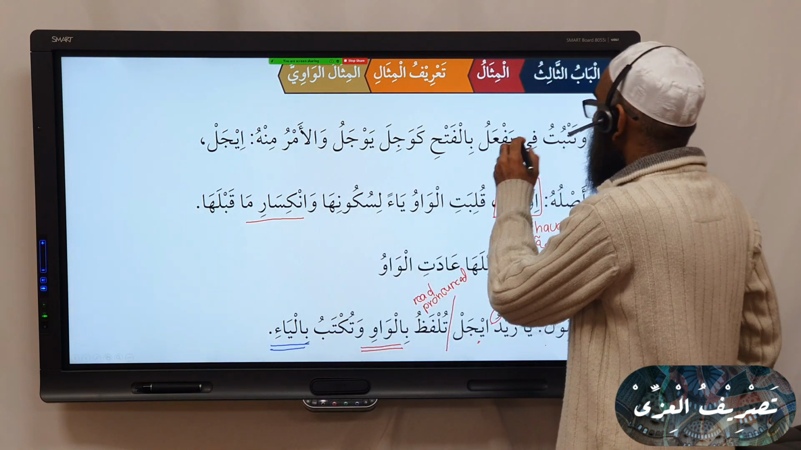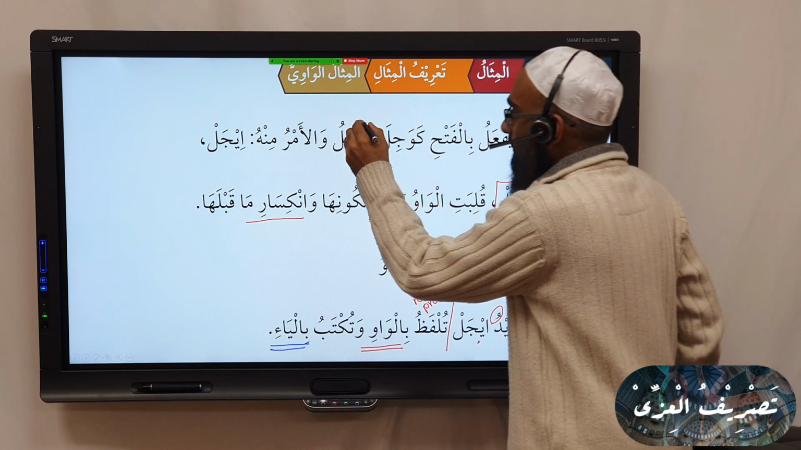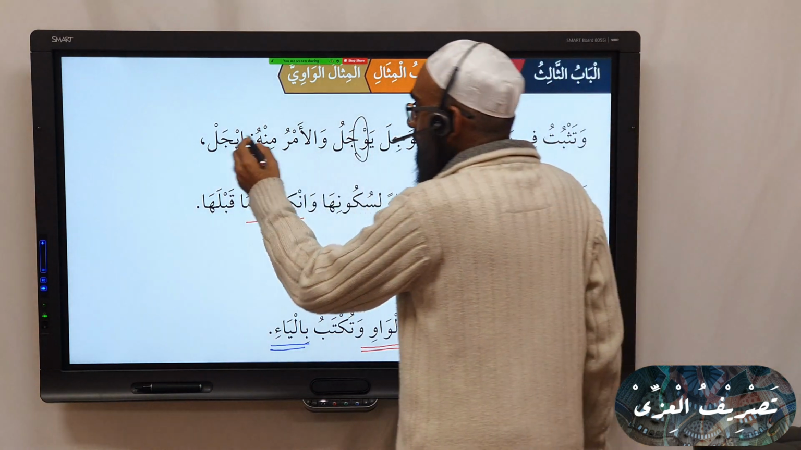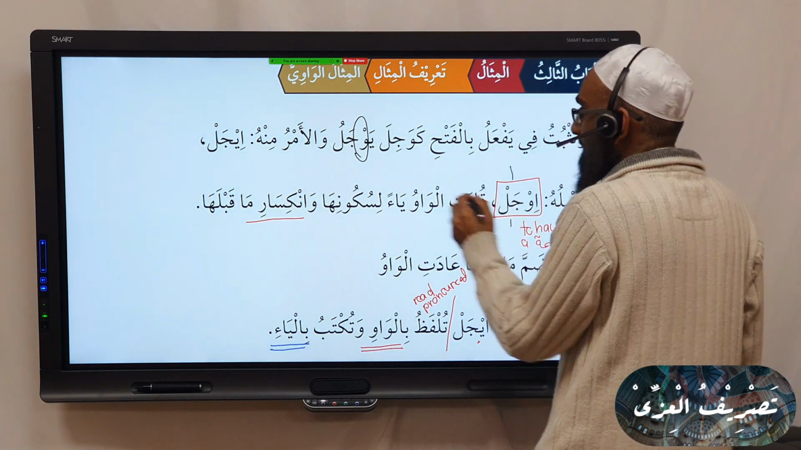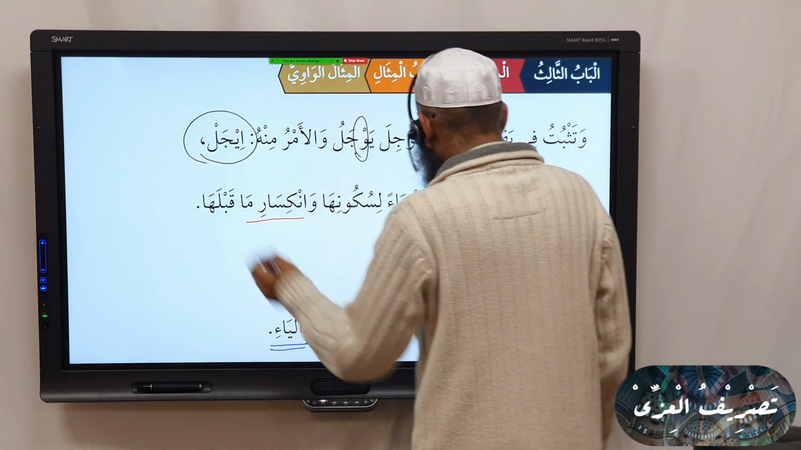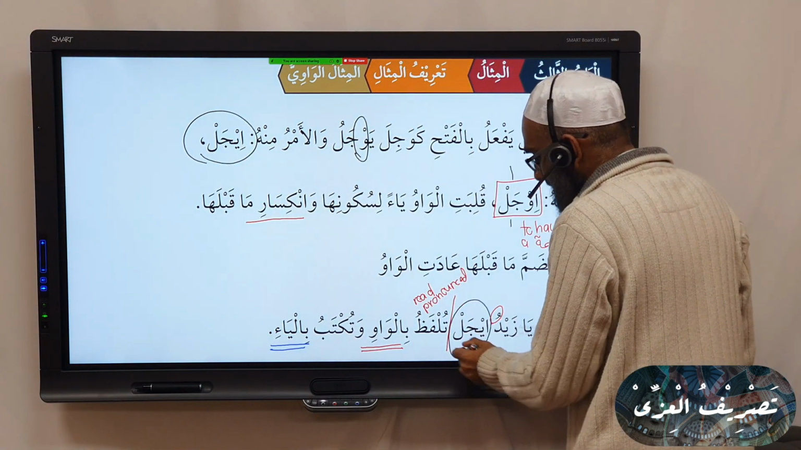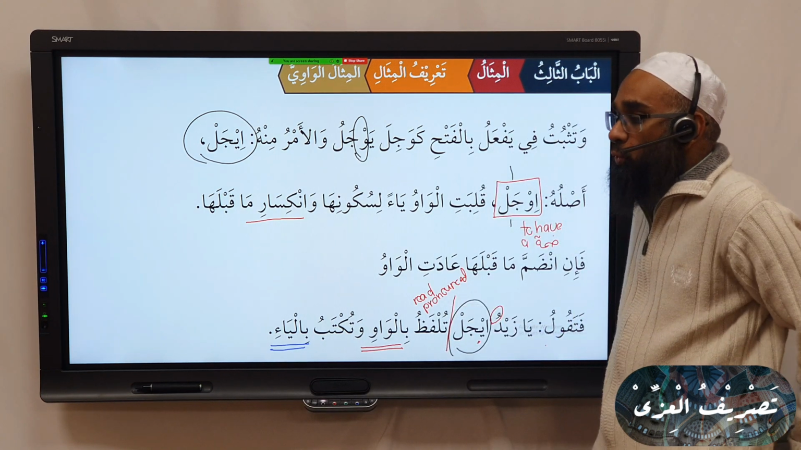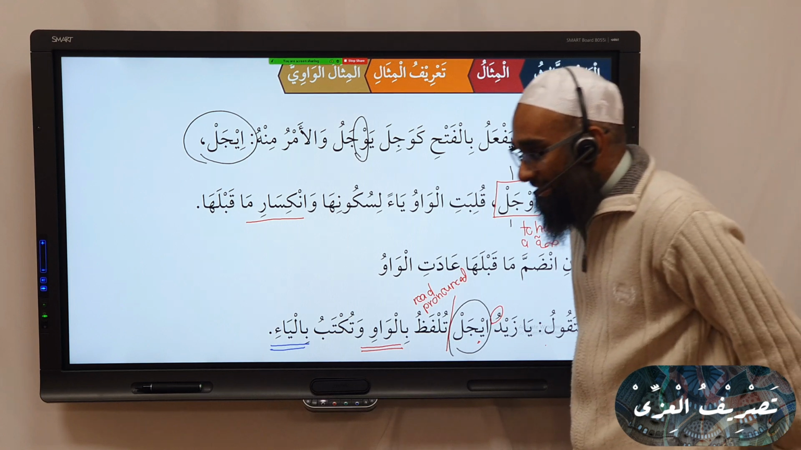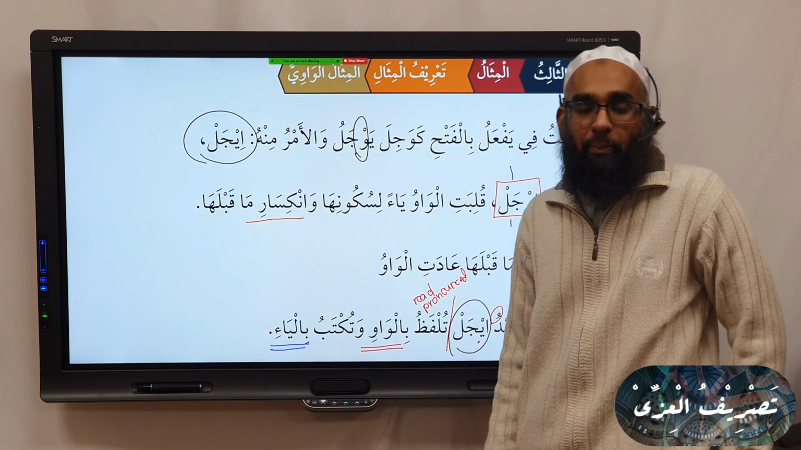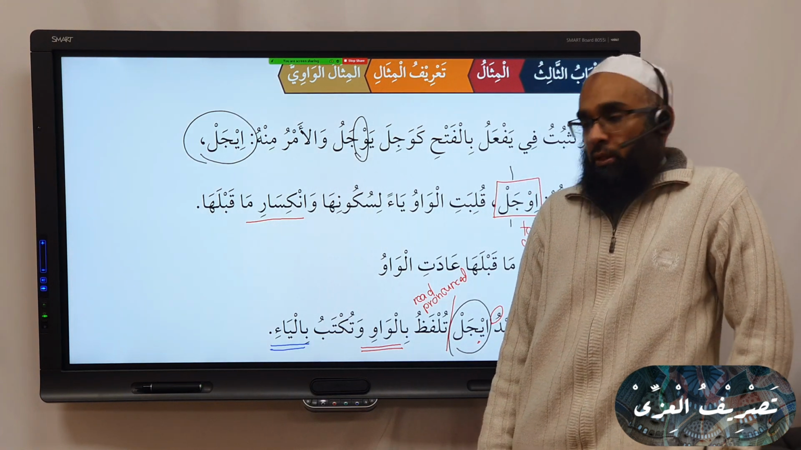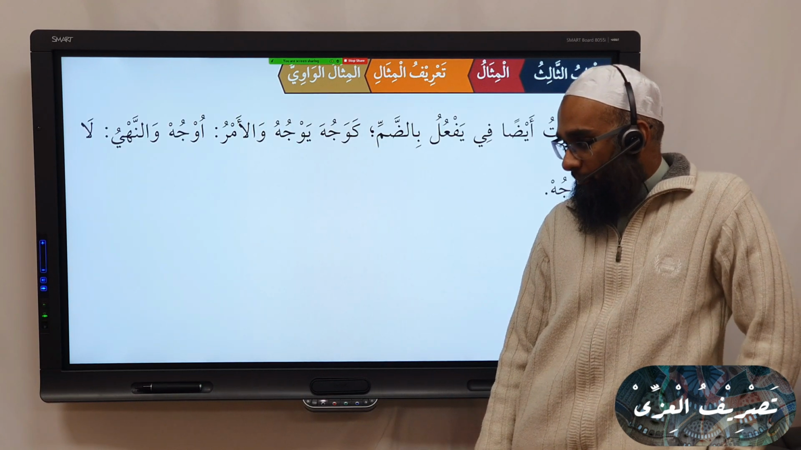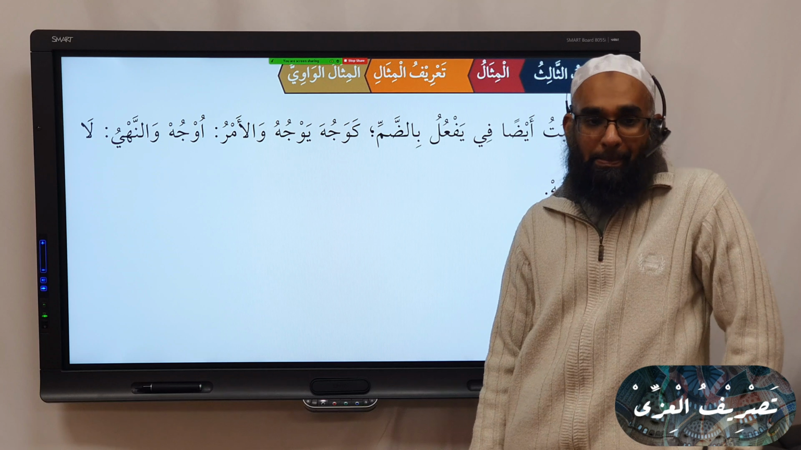To summarize this slide, the main rule is that the waw does not drop if it's maftuhul ayn, and iwjal becomes ijal. If you have a dhamma before it, you pronounce it as a waw, but you write it as a ya. So you have ya zaydujal, but it's written as ya zay ijal. It's written as ijal, but pronounced as ujal. Understood? You got it?